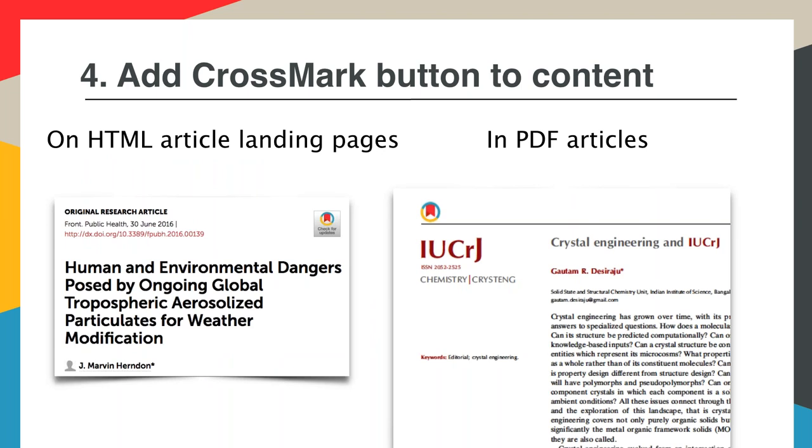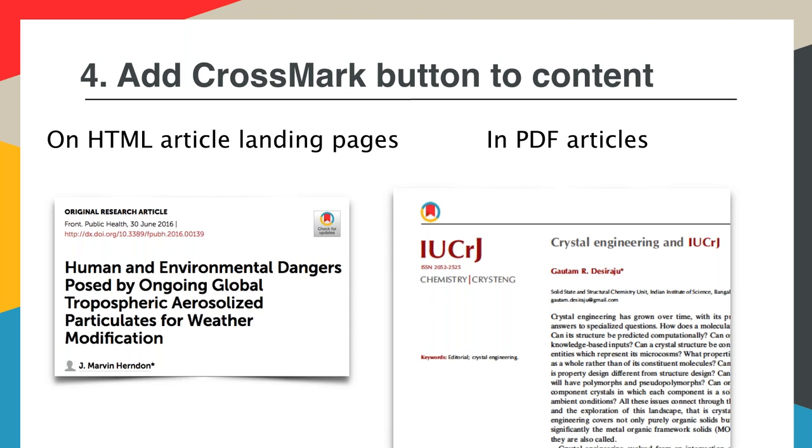Then you need to add the button itself to your content. For web pages, you do this using a snippet of code that we've written. I think I've got that on the following slide. Ideally, we ask that you put the button as close as possible to the article title so that it's fairly consistent from journal to journal and publisher to publisher. And also add it into your PDFs. The button comes in a range of sizes and colors. Not colors, it comes in color or grayscale, excuse me.